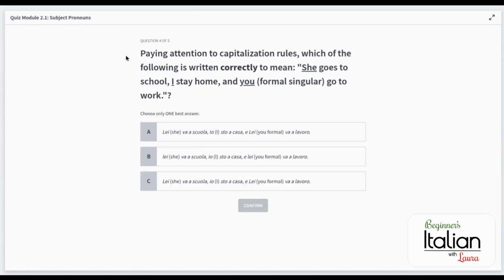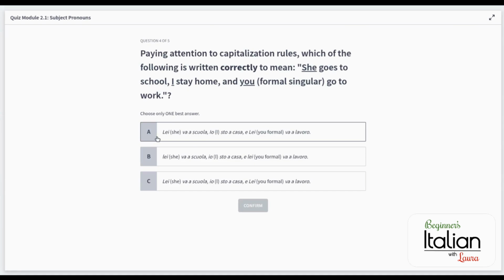Okay, number 4. Paying attention to capitalization rules, which of the following is written correctly to mean "she goes to school, I stay home, and you, formal singular, go to work"? Choose only one best answer. Okay, so these are all the exact same sentence, just with different words capitalized. So the sentence reads, A. Lei va a scuola. Io sto a casa e lei va al lavoro.